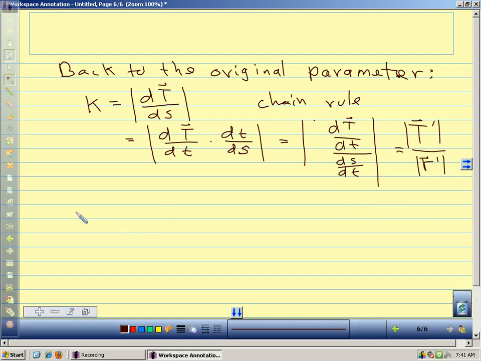So our curvature is the magnitude of T prime, with respect to t, over the magnitude of r prime with respect to t. You have to separate out the magnitude? No, you can do one big magnitude.